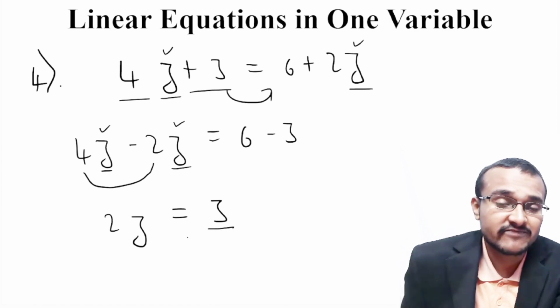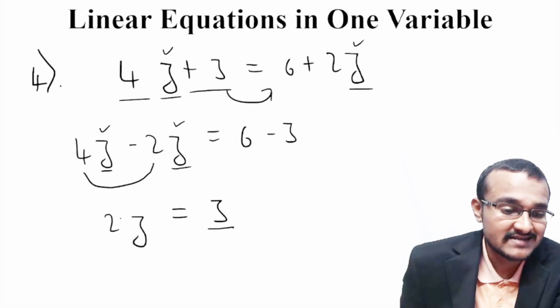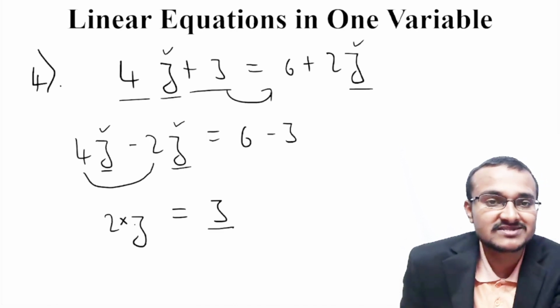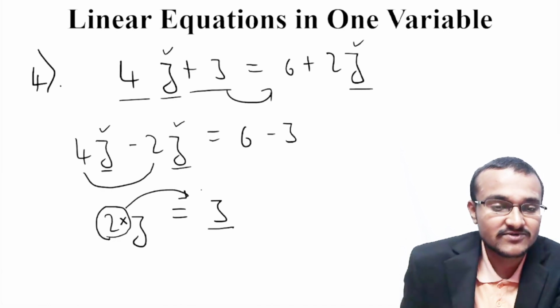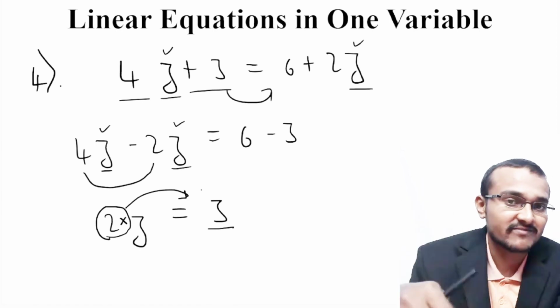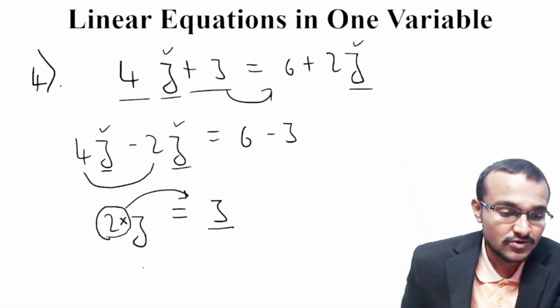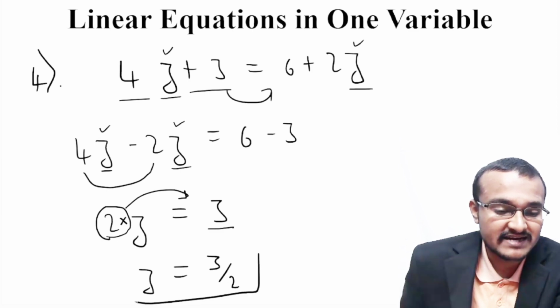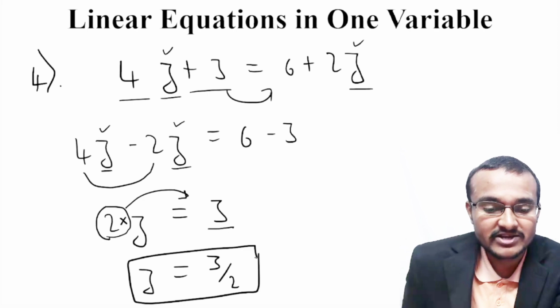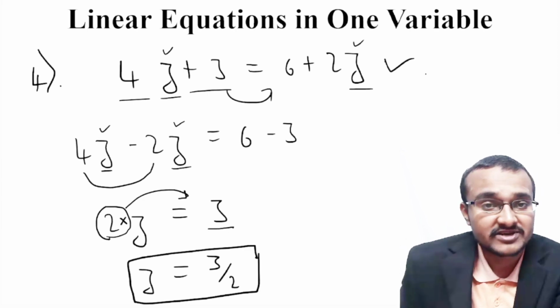Now you should find the value for z. Here it is actually 2 into z. 2z means it is actually 2 into z. So when this multiplication operation is brought to the right hand side, it will go to the denominator, or it will become a division operation. So 2 will go to the denominator of 3, so it will become 3 by 2. So the value of z will be 3 by 2 when you solve this equation.